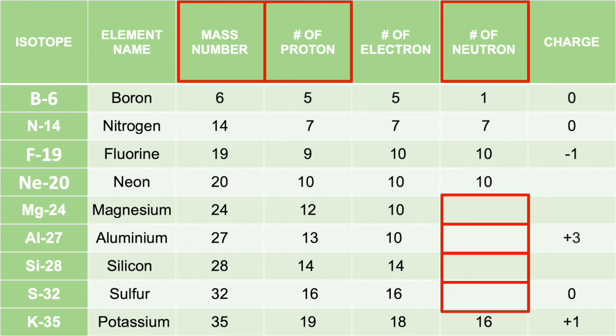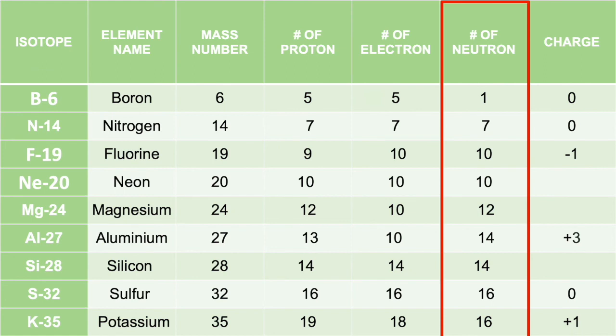That's right. The correct answer is 12. How about for aluminum? Correct. The correct answer is 14. How about for silicon? Awesome. The correct answer is 14. And how about for sulfur? 16. Very good. So that is on how to determine the number of neutrons in an atom.